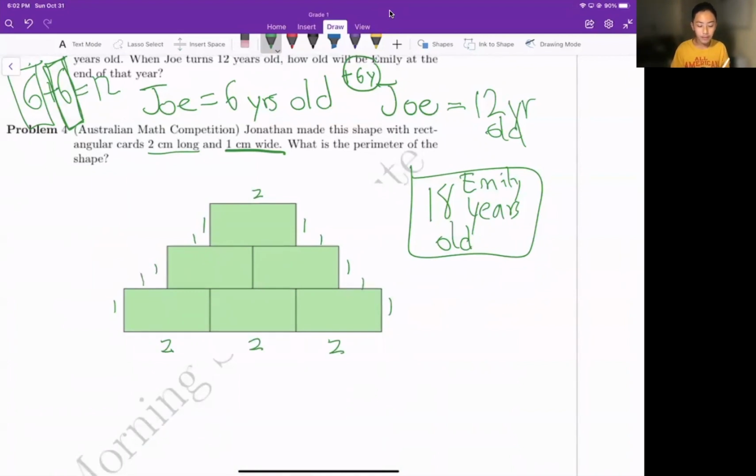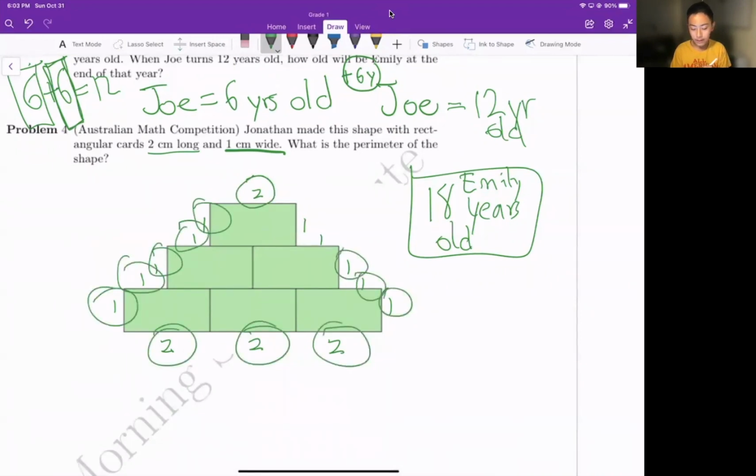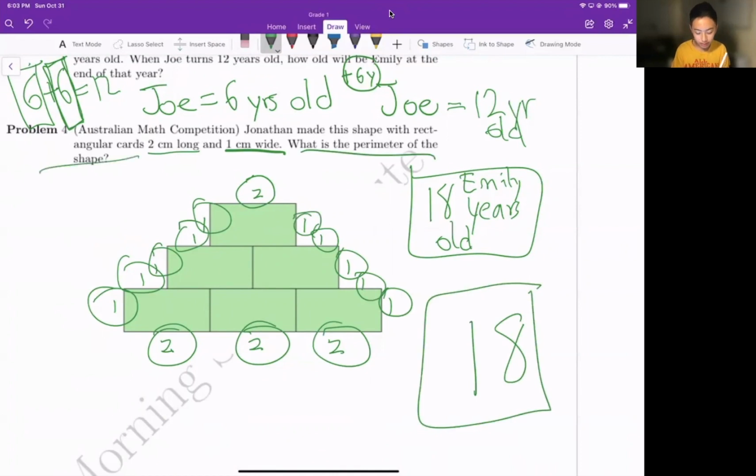All right. When we count all of these numbers together, we should get 2, 3, 4, 5, 6, 7, 9, 11, 13, 14, 15, 16, 17, 18. So the answer should be 18. So the perimeter of the shape is 18.